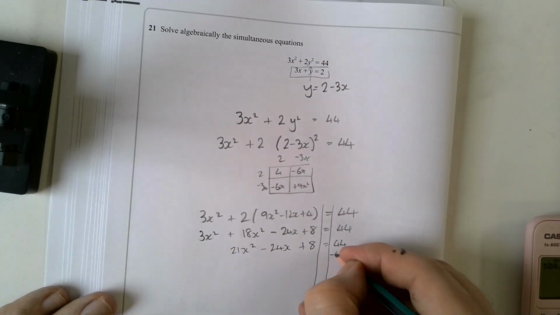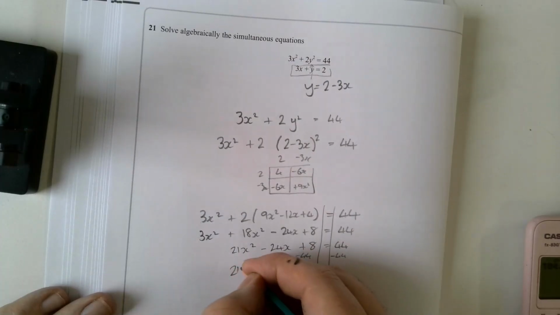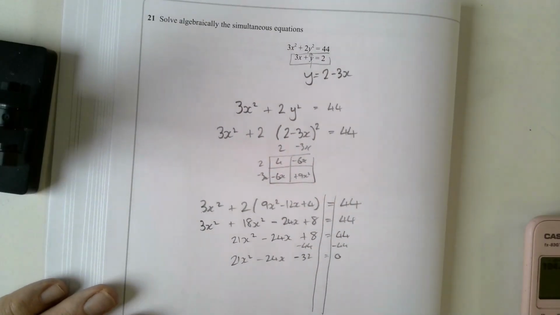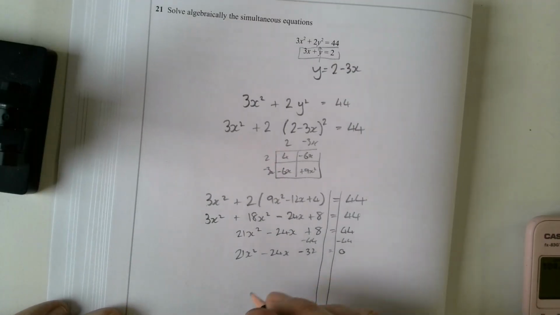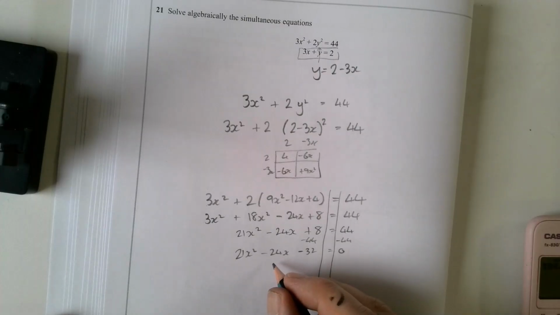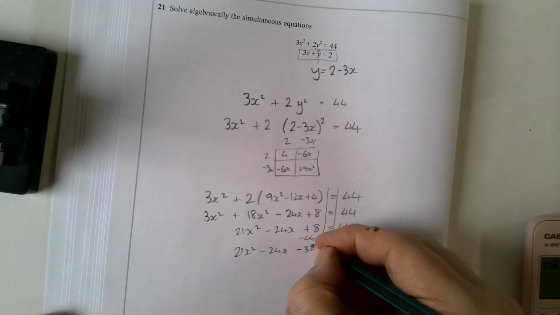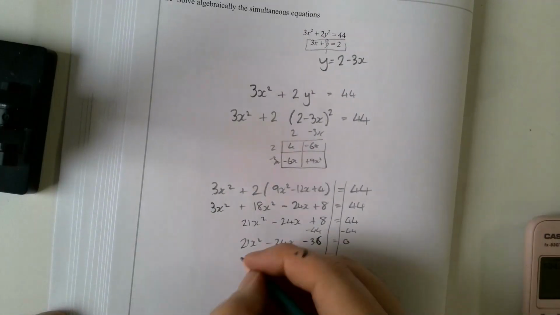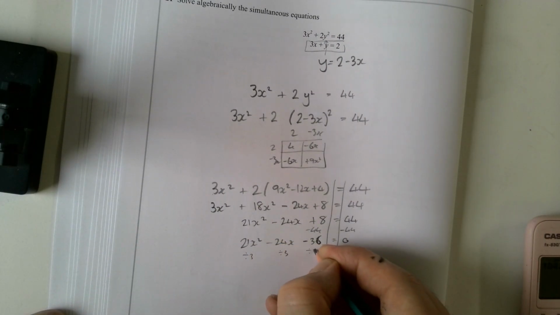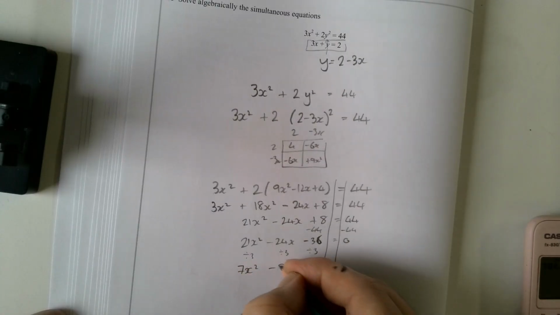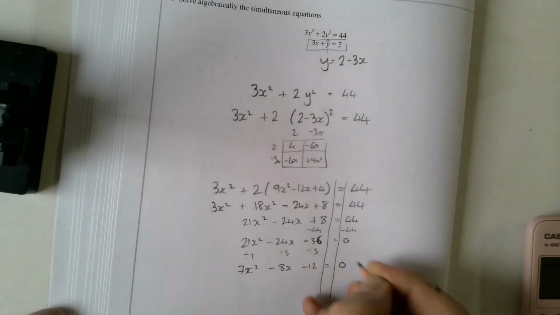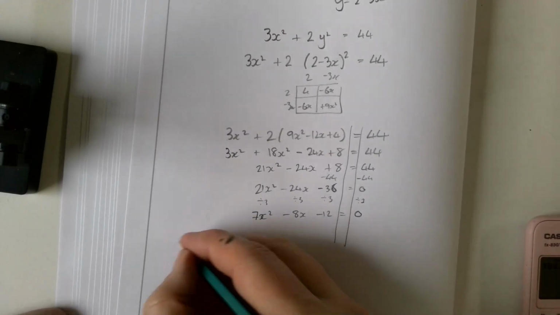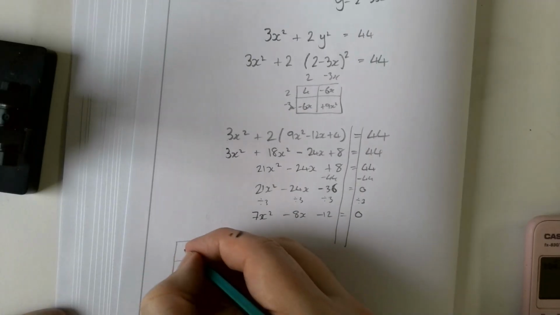Then I'm going to subtract 44 from both sides. So I've got 21x squared minus 24x minus 36 equals 0. They're all in the 3 times table, so I'm just going to divide them all by 3. Now, you don't have to do that, I'm just trying to work with smaller numbers as much as possible. Obviously, it doesn't matter if I do 0 divided by 3, it's still going to be 0. So then I'm going to factorise this thing, or use the quadratic formula, or whatever you want to do. I'm going to factorise it.